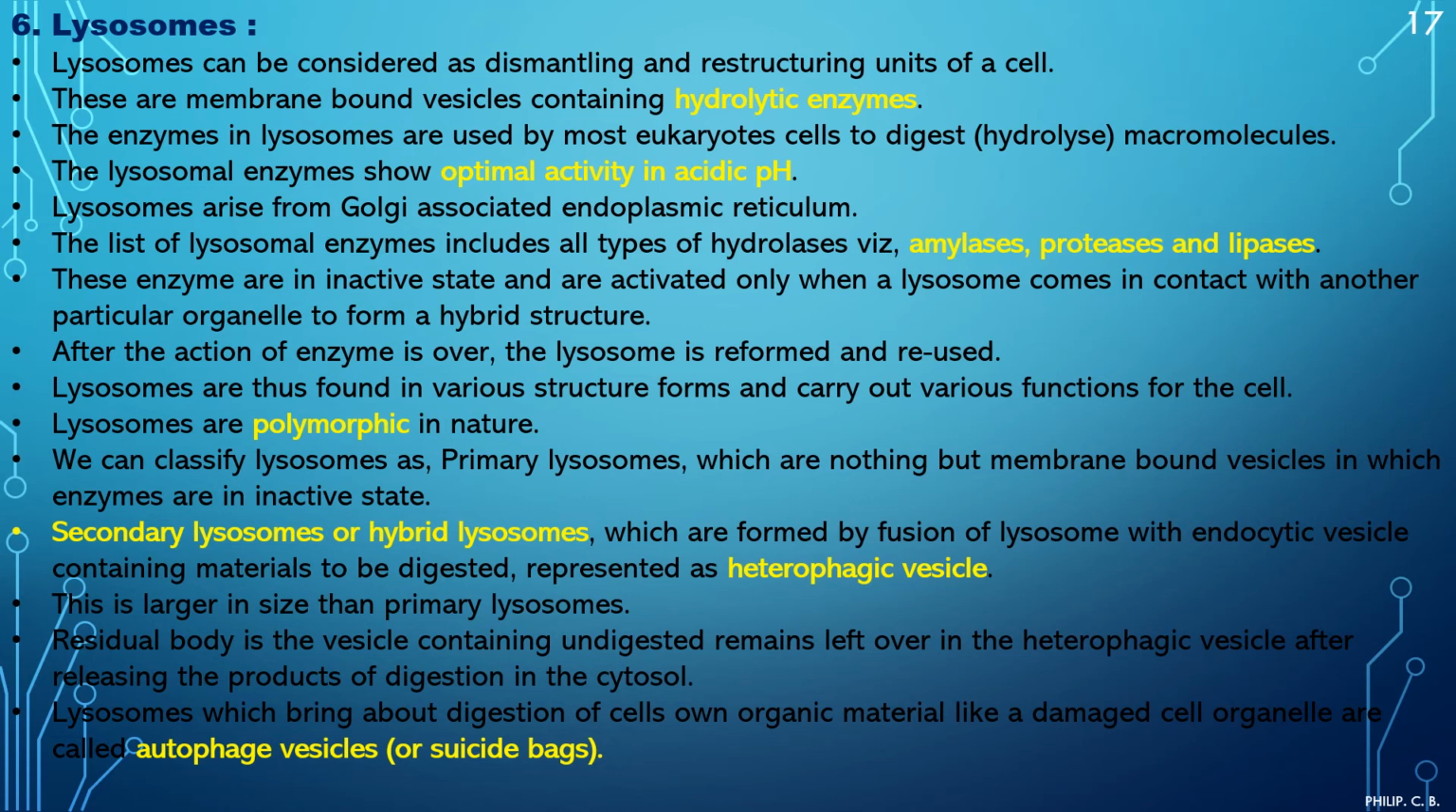The lysosomal enzymes show optimal activity in acidic pH. Lysosomes arise from the Golgi-associated endoplasmic reticulum. So from where do lysosomes arise? From the Golgi body, which is associated with the ER. The list of lysosomal enzymes includes all types of hydrolases. As we know, enzymes end with -ase, so here amylases, proteases, lipases. Accordingly, what they digest: if it is protein, proteases; lipid, lipases; carbohydrate, amylases.